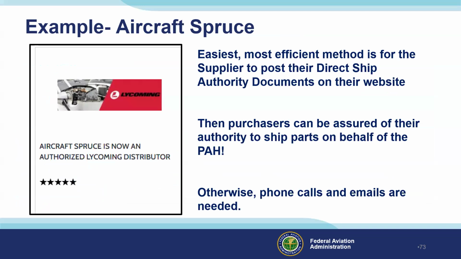Another example, Aircraft Spruce says they are now an authorized Lycoming distributor. And the easiest way would be for these suppliers to actually post their direct ship authority documents on their website. That way purchasers can be assured that they have the authority to ship parts on behalf of the PAH. Otherwise, it's going to be a lot of phone calls and emails.